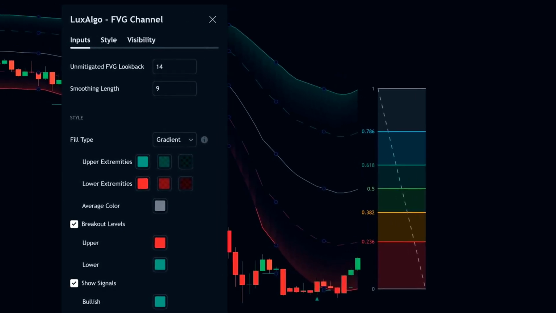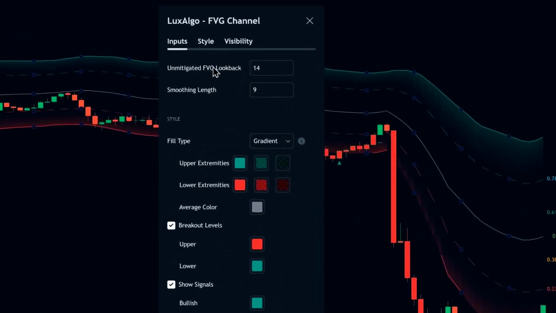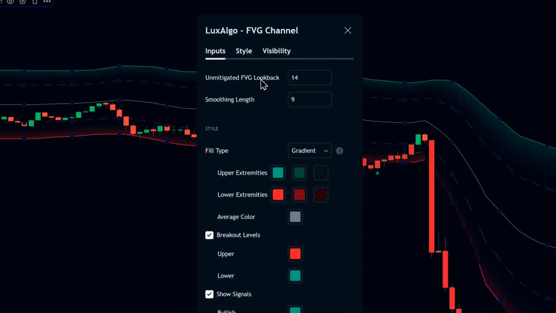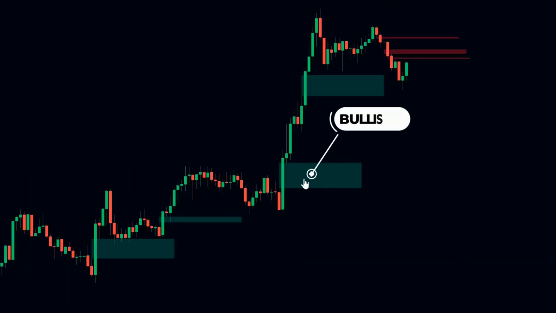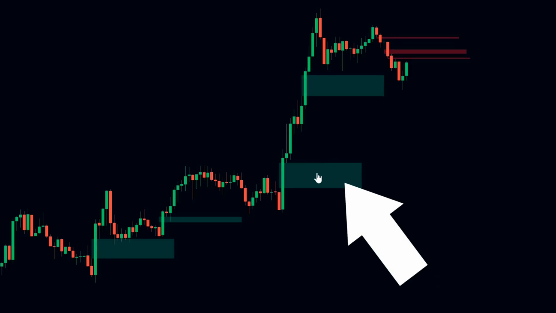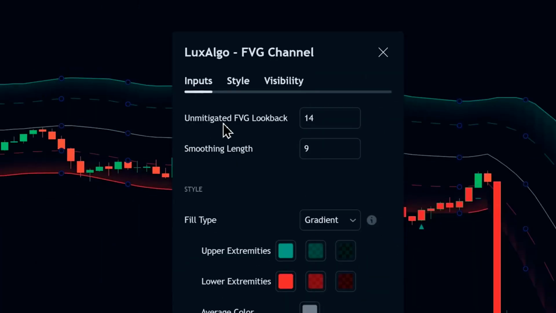Looking at the indicator settings, you can adjust the look-back period for unmitigated FVGs. An unmitigated FVG is one that hasn't been revisited by the price. For instance, this is a bullish FVG where the price just goes up without touching it again. How many candles back do you want the indicator to consider for the calculation? Personally, I set it to 10.